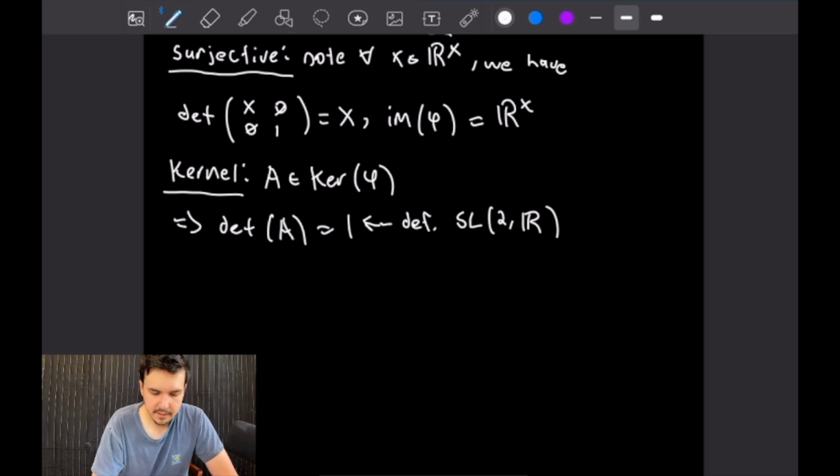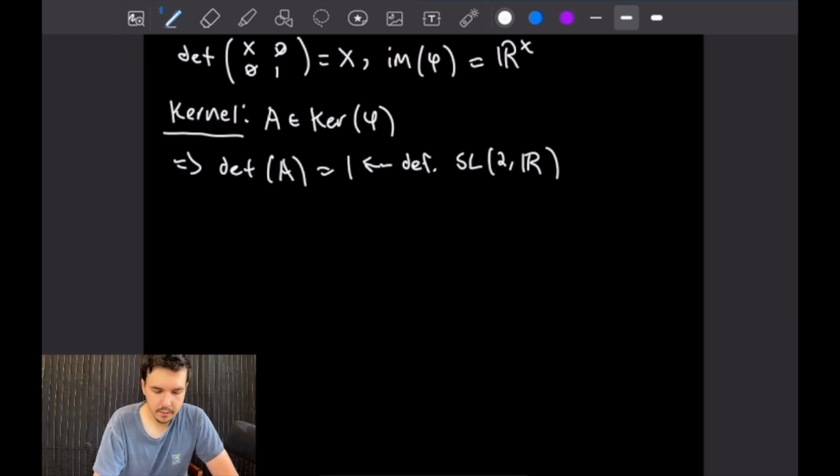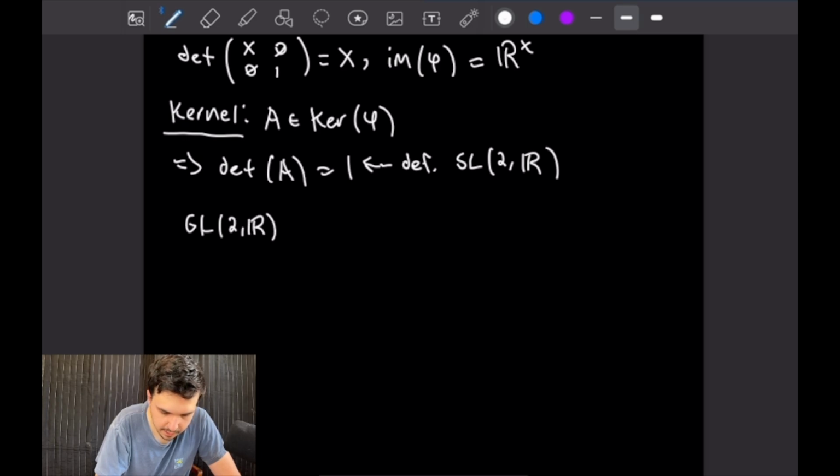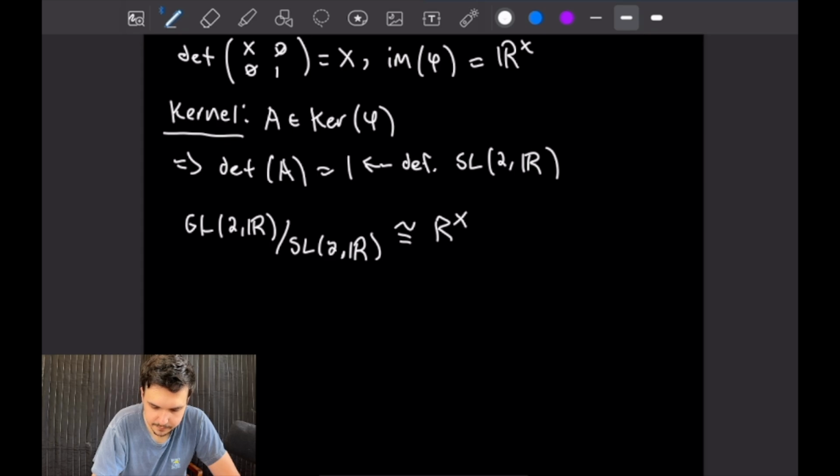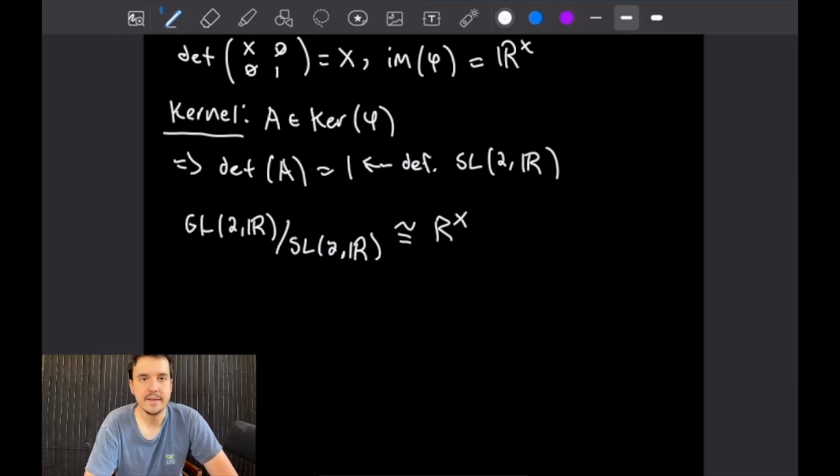So we can apply our isomorphism theorem here. So let's go ahead and conclude with our isomorphism theorem, and that is that GL2(R) mod out SL2(R) is isomorphic to our group R×, which is our multiplicative group of non-zero real numbers. Great, so that finishes this last problem off, and that's a good place to stop.